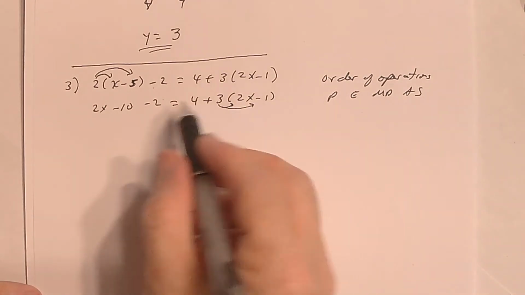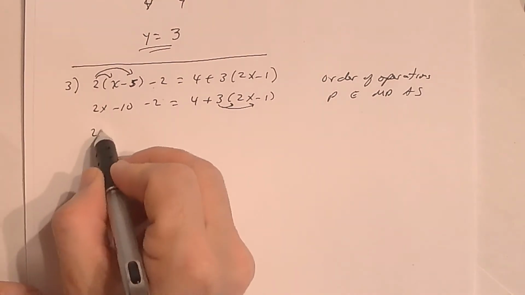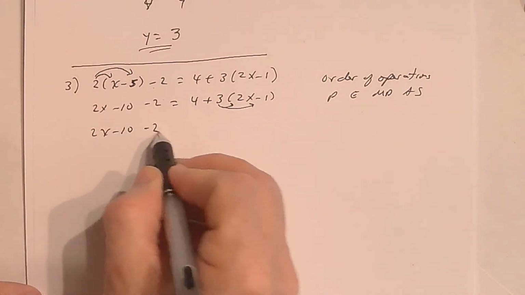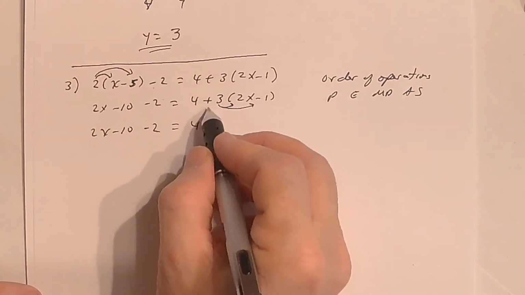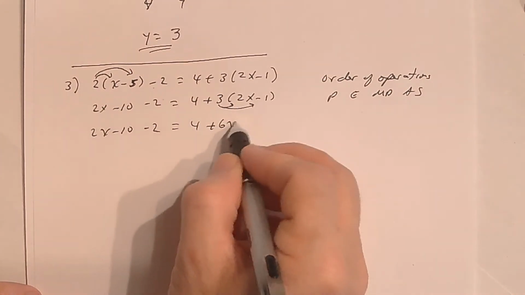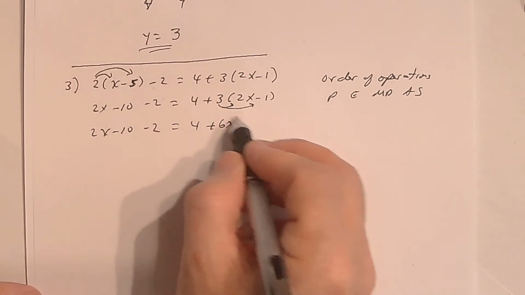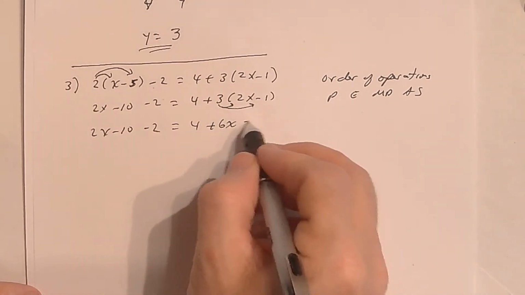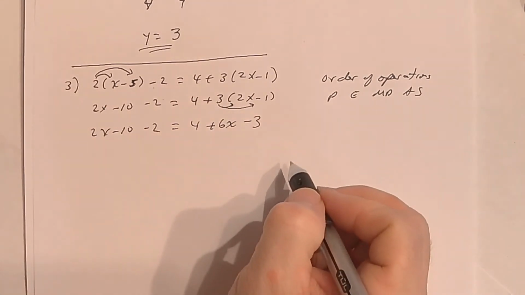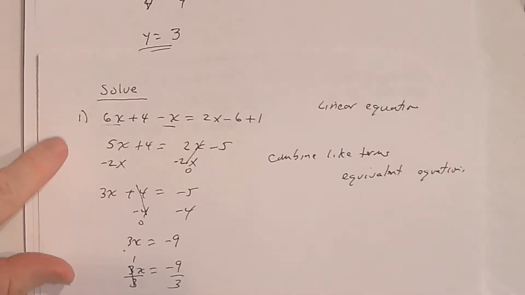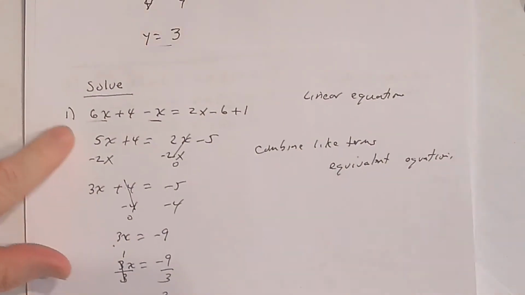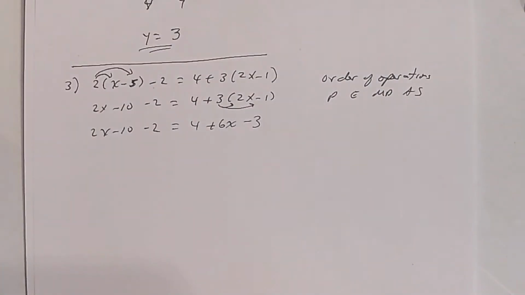All right, so let's go ahead and rewrite this over. So I have 2x minus 10 minus 2 equal, and then 4. Now let's go ahead and distribute the 3. 3 times 2x is 6x, so I get 4 plus 6x, and then 3 times a negative 1 is a negative 3. All right, so now that kind of looks like a previous problem. It kind of looks like something like number 1. Okay, so let's go ahead and combine like terms on each side.